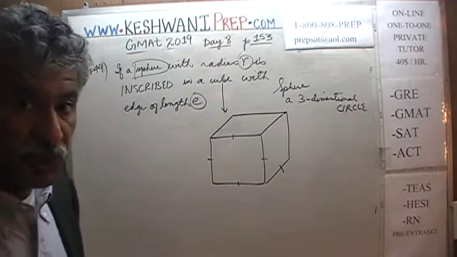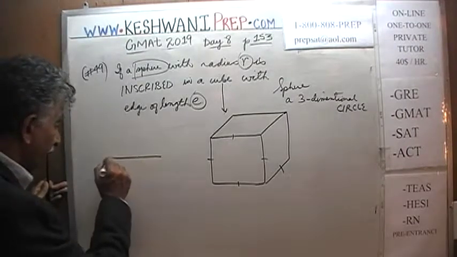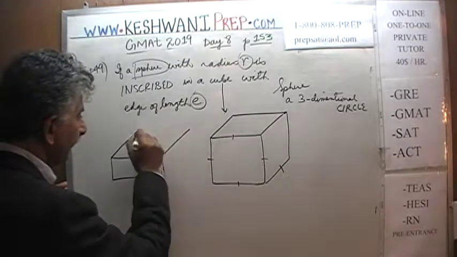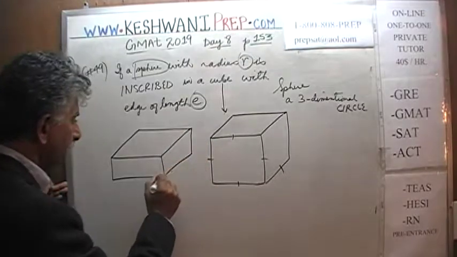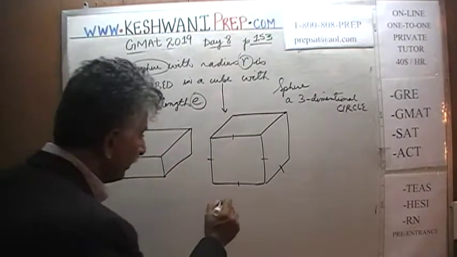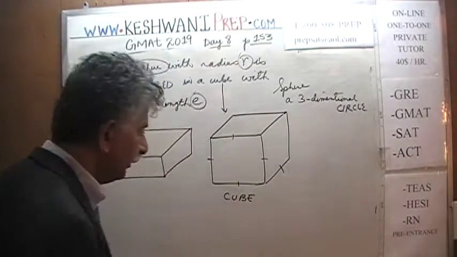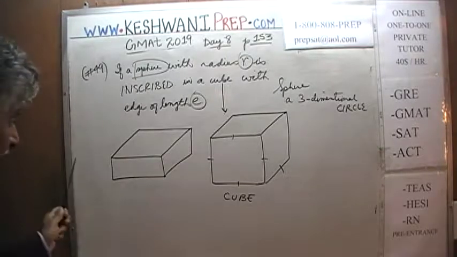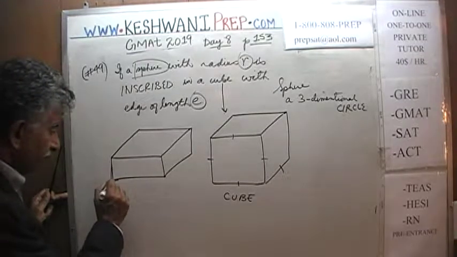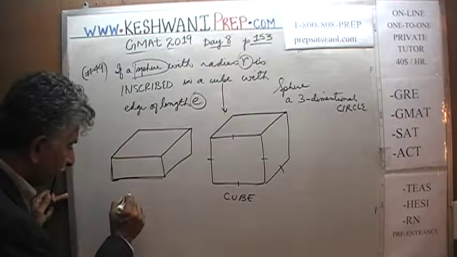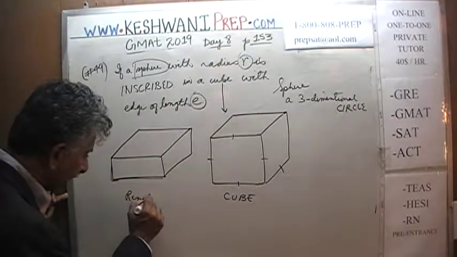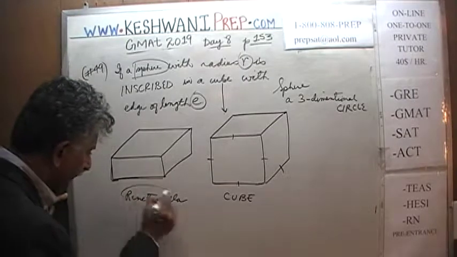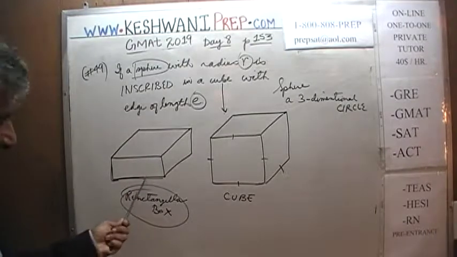If they were not all equal to each other, something like this, for example, this is not a cube. This is the cube where all sides are equal. A cube is a three-dimensional square. What is this thing? This is a three-dimensional rectangle. As you can see, this is a rectangle. This length and width are not the same. A three-dimensional rectangle is called simply a rectangular box. So when they're talking about a rectangular box, obviously it's a rectangle with three dimensions.